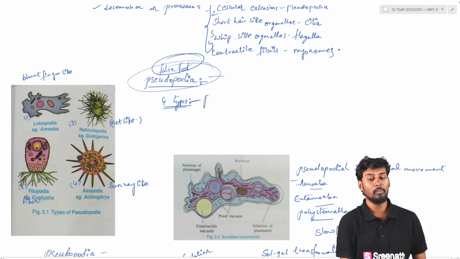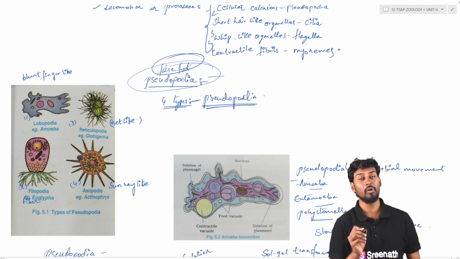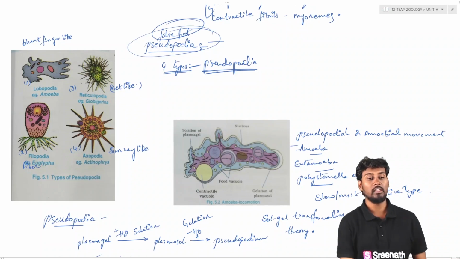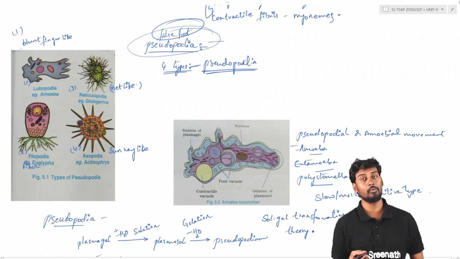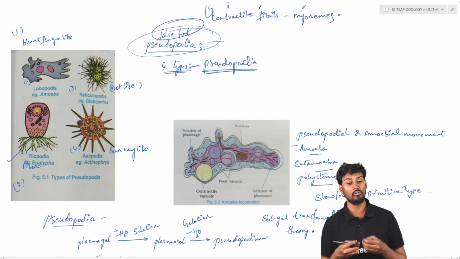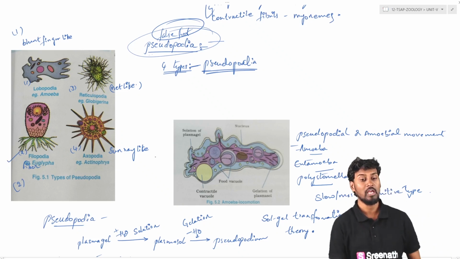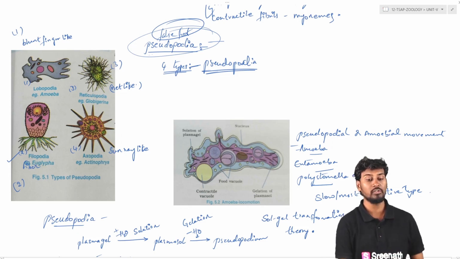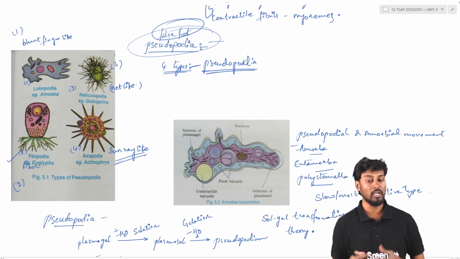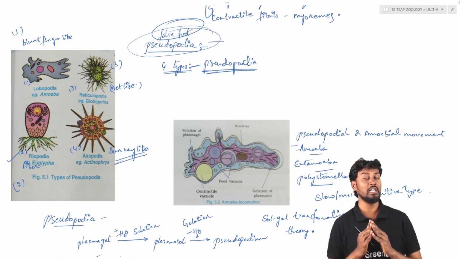Coming to pseudopodia, we have 4 different kinds of movements. Especially in pseudopodia-type movement, there are 4 types. Here we can see the first one: a blunt finger-like projection is called lobopodia. The second is filopodia, which has a fiber-like structure. The third is network-like pseudopodia, called reticulopodia. The fourth is a sun-ray-like locomotory organelle, axopodia. So there are 4 different kinds of pseudopodia which involve cellular projection.